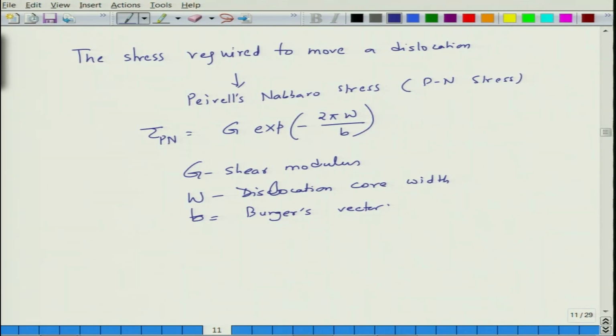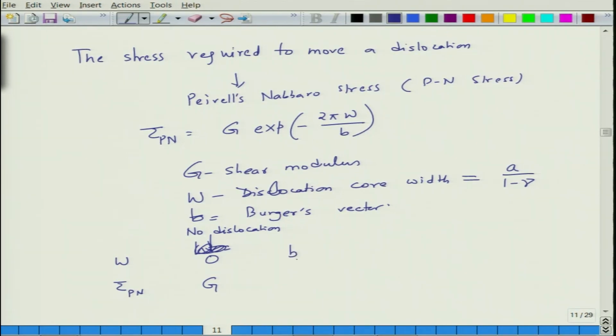and W is approximated as A divided by 1 minus nu, where nu is the Poisson's ratio and A is the lattice parameter. So, basically you can see when you have different values of W, and if you want to measure the tau Pn. So, for 0 W you can see that Peierls-Nabarro will be G. So, which means this is the case when you have no dislocation. Okay. So, it will be same as the theoretical strength, essentially G divided by 2 pi if you approximate it.